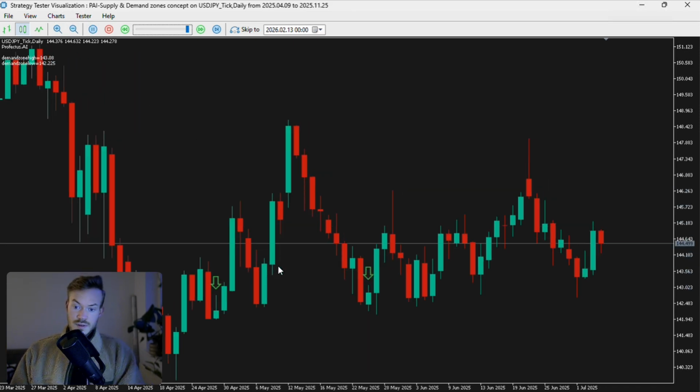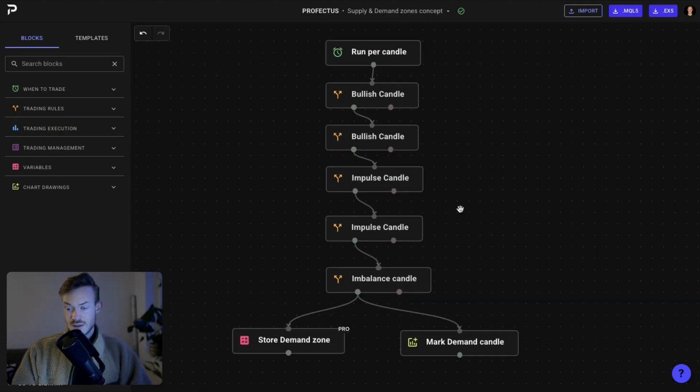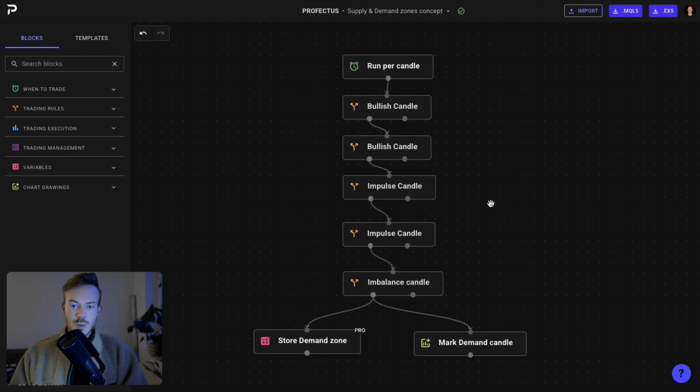And this is the file. You will also get access to it down below in the video description. This is the DNA, the building blocks of this strategy, and now I will explain it to you piece by piece, so you truly understand the very simple concept of the demand zones when we're talking about supply and demand trading.